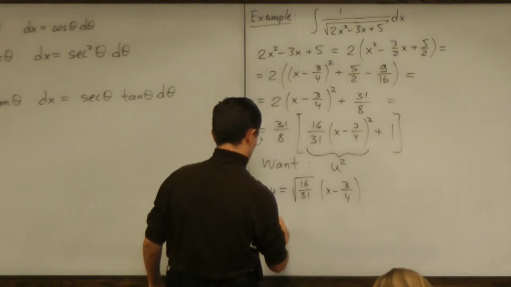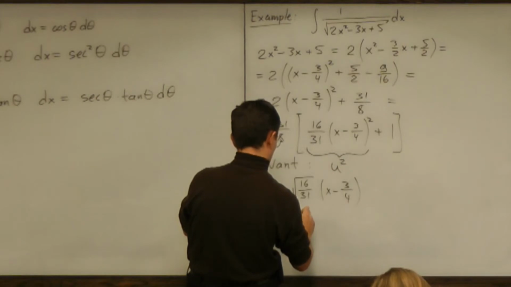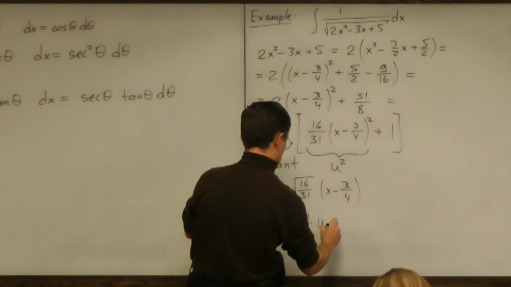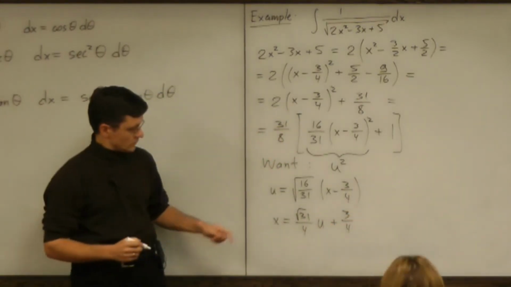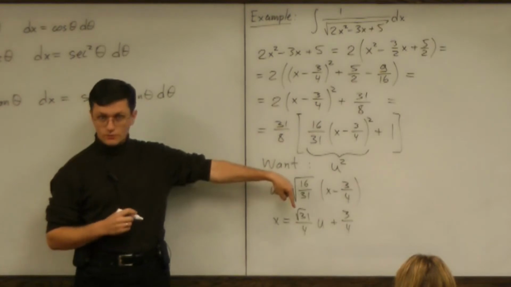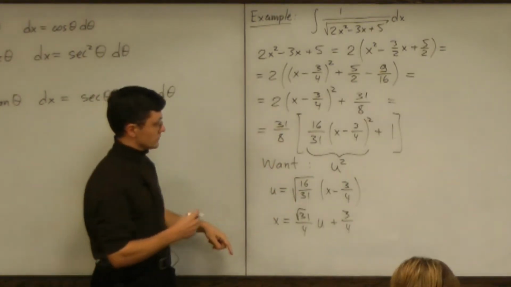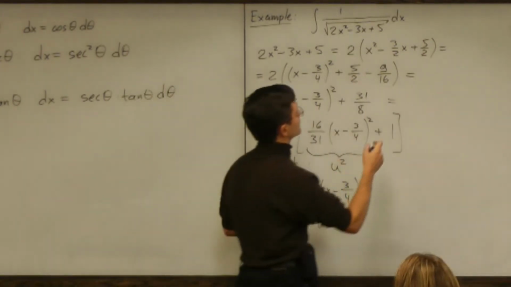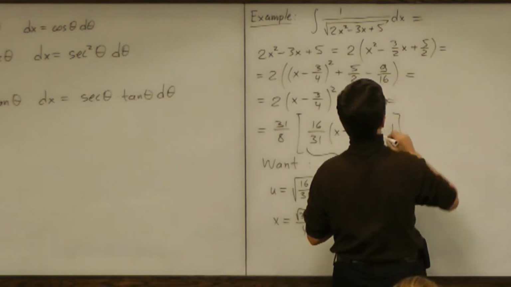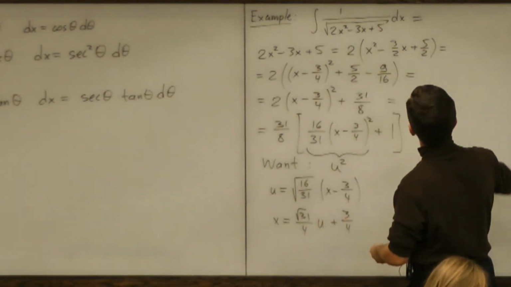So what is x from there? X is square root of 31 over 4 times u plus 3/4. So this is the substitution, a linear substitution. You can always do the linear substitution, so let me do it. What happens if I substitute that?